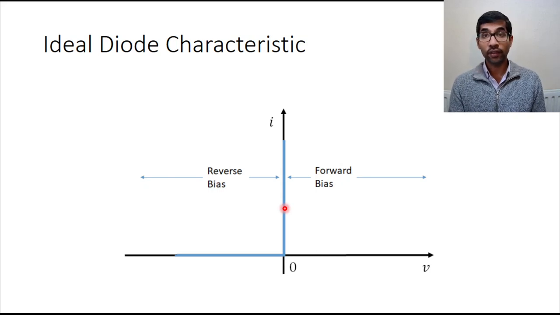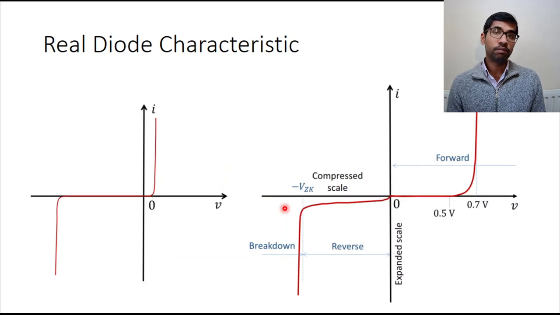What happens for real diodes? So this is what a real diode characteristic looks like. Okay, let's look at this picture first. So in the forward bias, yes, the current rises very, very steeply, but it does not rise exactly on the y-axis, right? There is a small voltage here before the current starts to rise, and this voltage is usually around 0.7 volts.